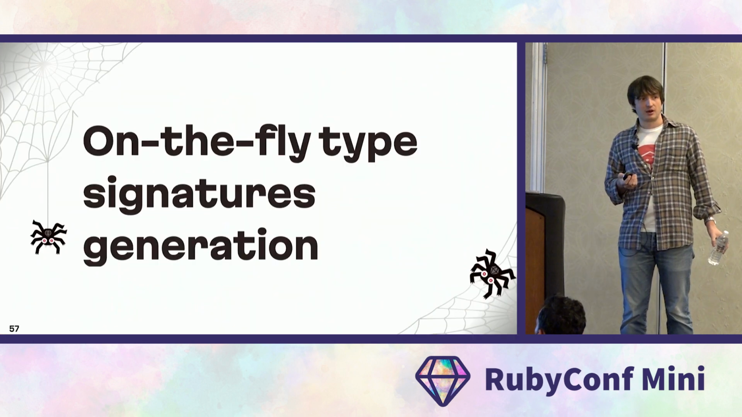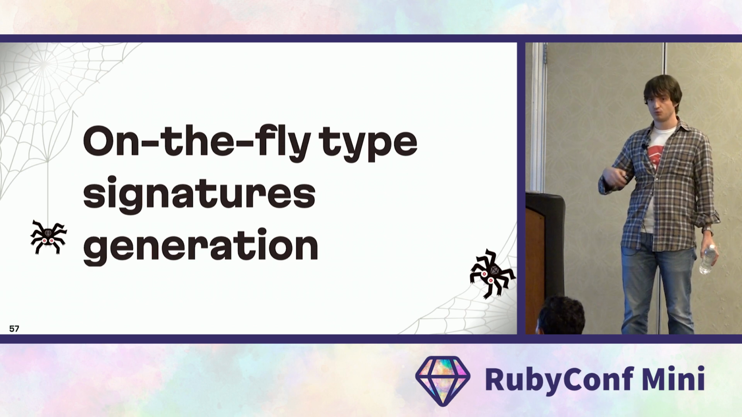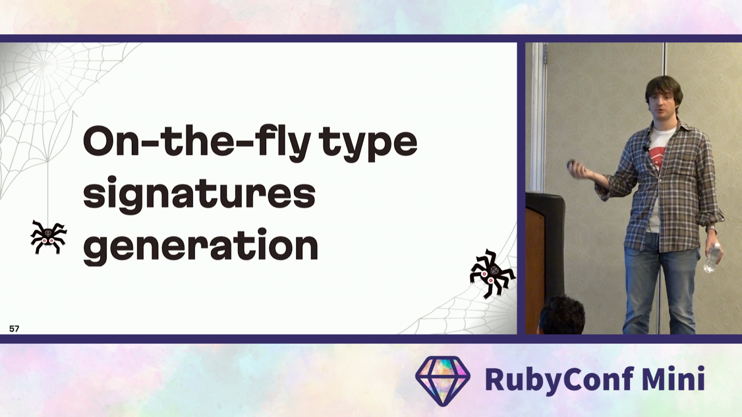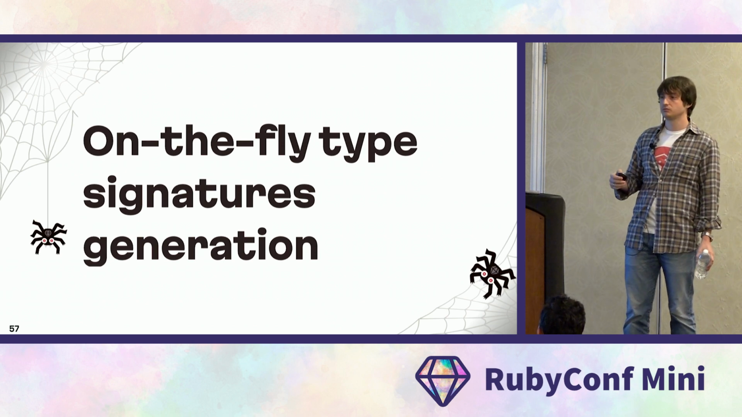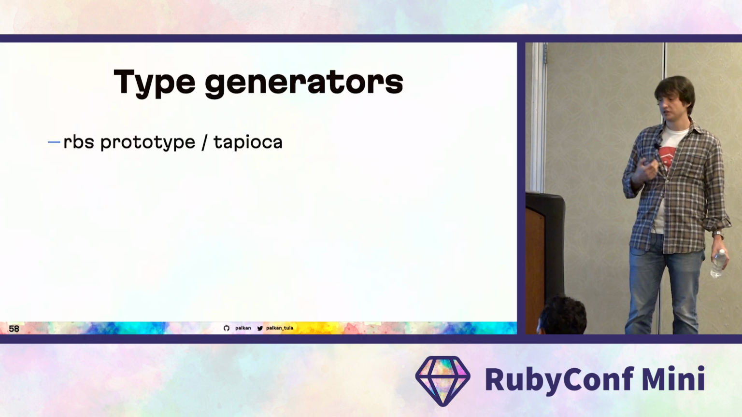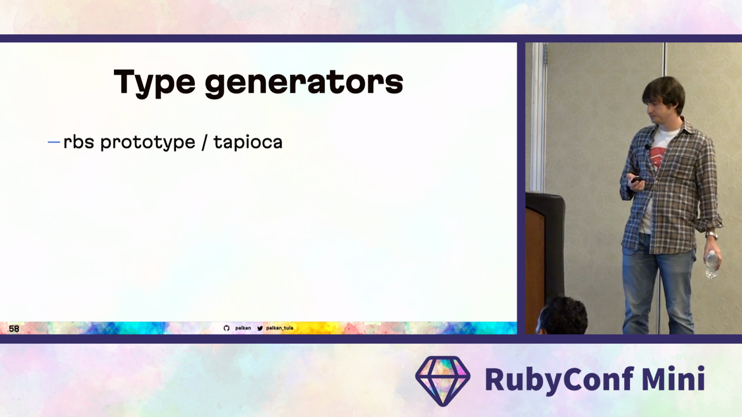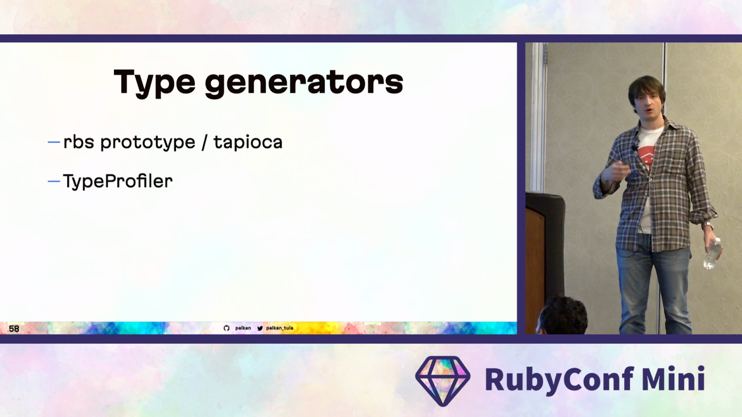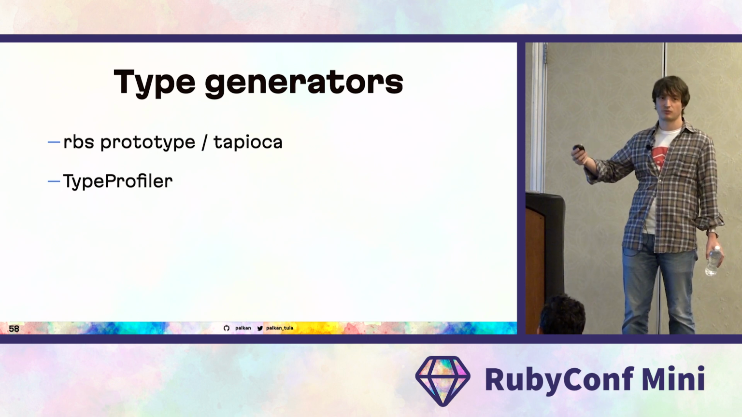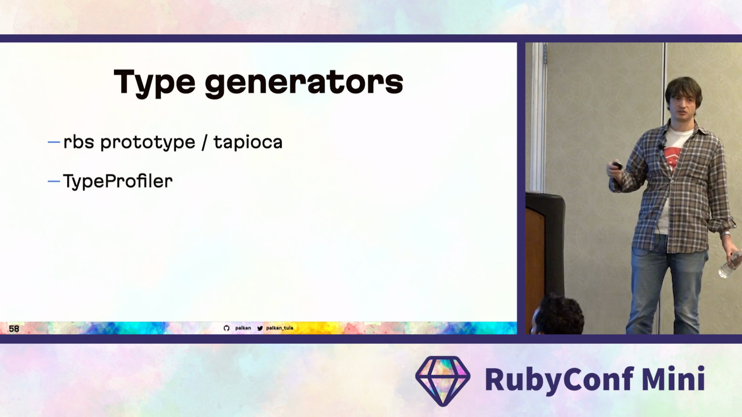We're going to generate our type signatures on the fly and, again, use our type checkers to verify them. So we already have the part responsible for type checking. We already built it. Great. Now we need a way to generate signatures. Let's think about how we can do that. There are some static tools like RBS Prototype or Tapioca for Sorbet. We can use Type Profiler. But they're all separate step tools. They require you to generate types from something, but we don't want that. I want to use only our test suite as a source of truth.